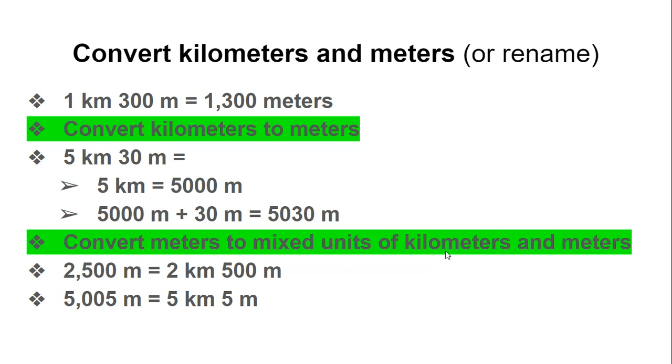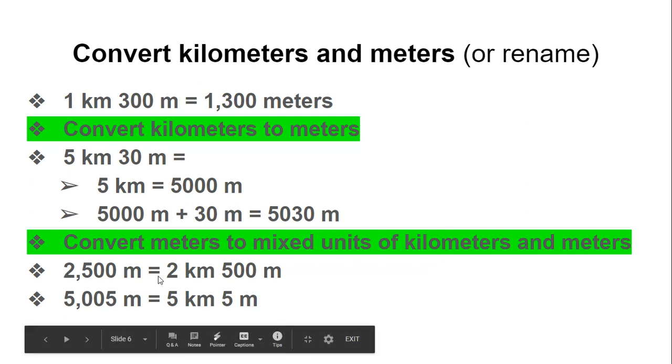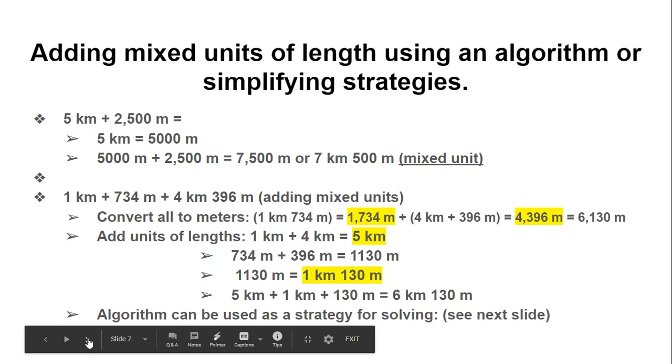If I'm starting with meters and want to convert to kilometers and meters, here's my meters. 2,500 meters is equal to 2 kilometers, 500 meters. If I have 5,005 meters, that's going to equal 5 kilometers, 5 meters.